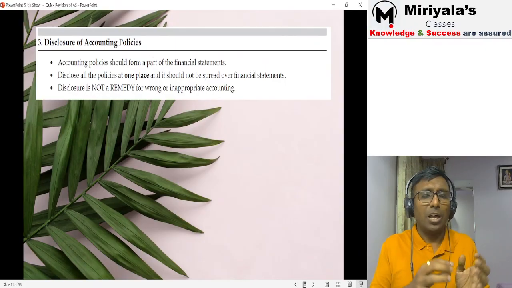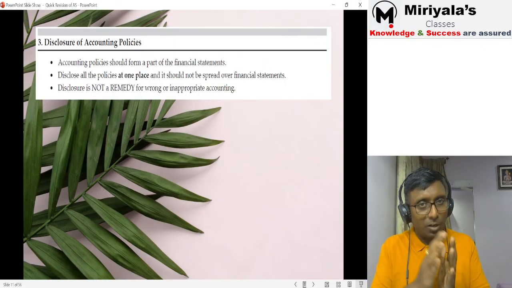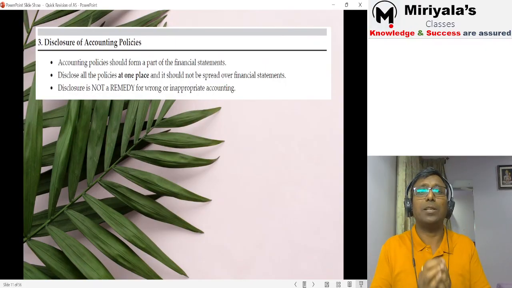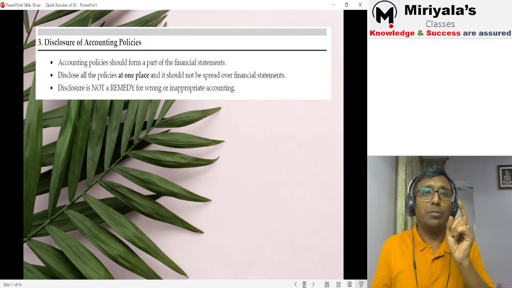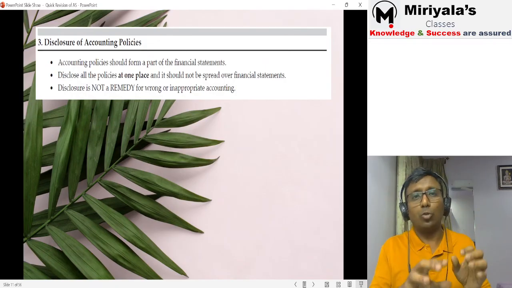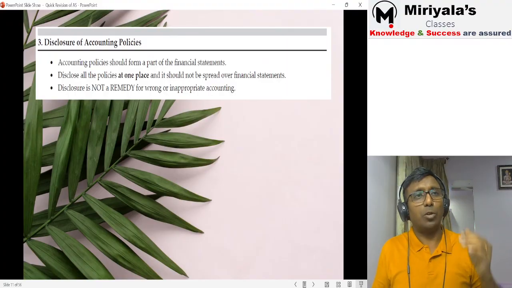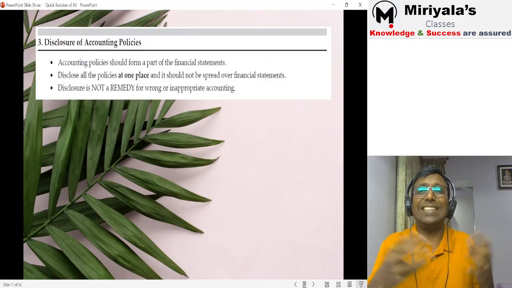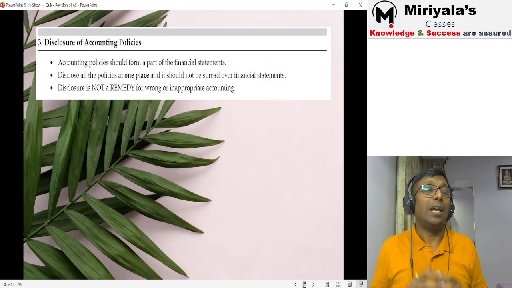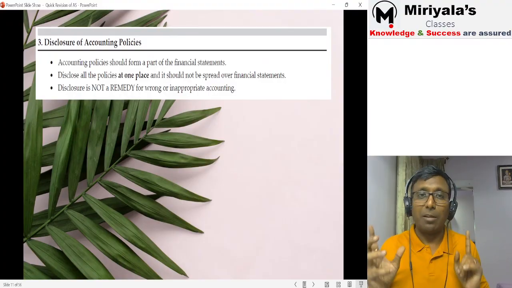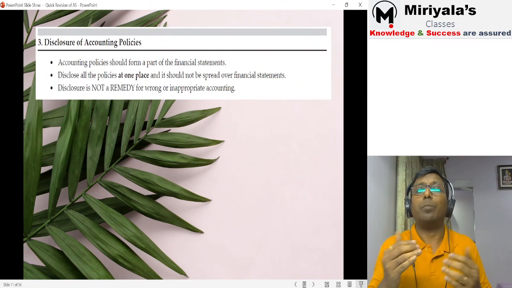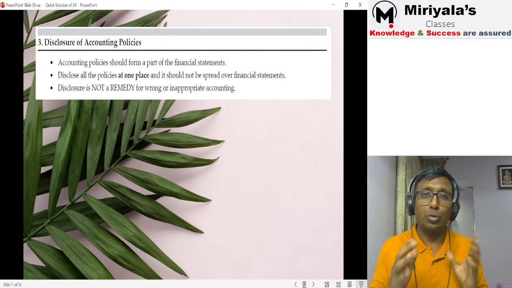As we said, all accounting policies should be forming part of financial statements. All accounting policies should be placed at one place. That's why in the notes to financial statements, we'll write significant accounting policy 1, 2, 3, 4, 5 like that. We'll be disclosing. It should not be scattered in the financial statements. Next, disclosure is never a remedy for a wrong or inappropriate accounting. This you need to remember.